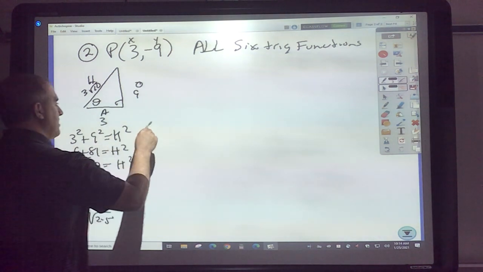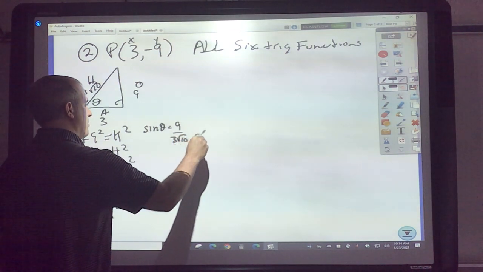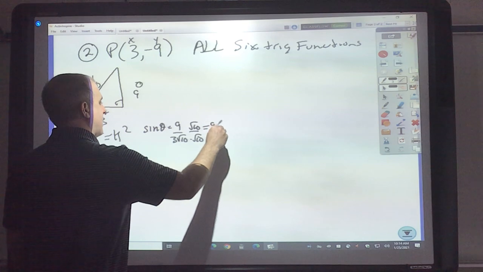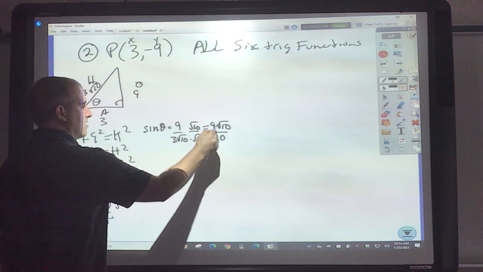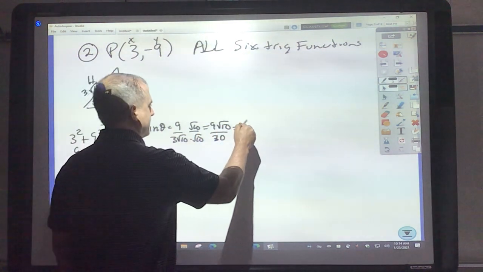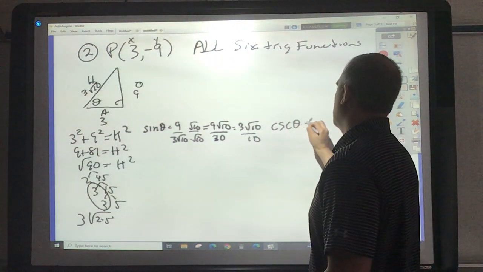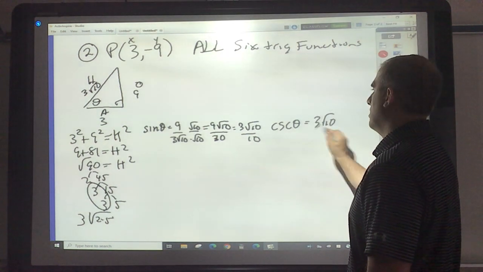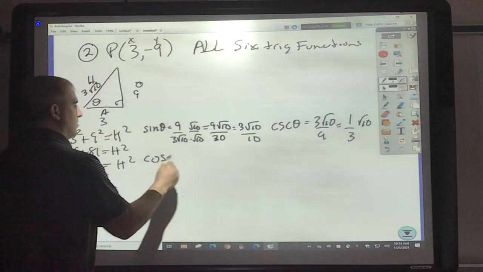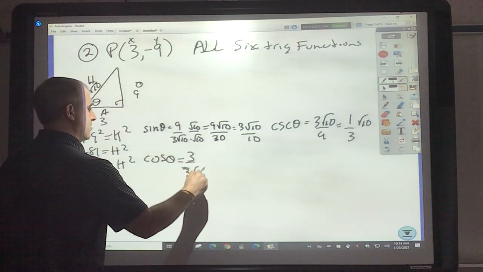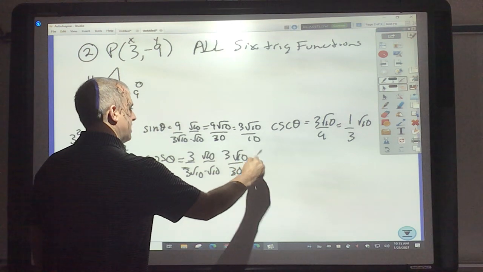So I'm going to go ahead and find these. Sine of theta would be 9 over 3 square root of 10. So I'd multiply by square root of 10 top and bottom. So it's going to be 9 square root of 10 over basically 30. If you divide that, it would be 3/10. Cosecant of this would just be 3 square root of 10 over 9, which is just 1/3 square root of 10. Cosine, which is A over H, is 3 over 3 square root of 10. Multiply by square root of 10 top and bottom, so 3 square root of 10 over 30, which is 1/10 square root of 10.